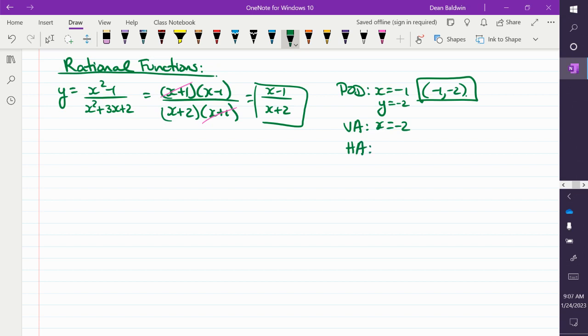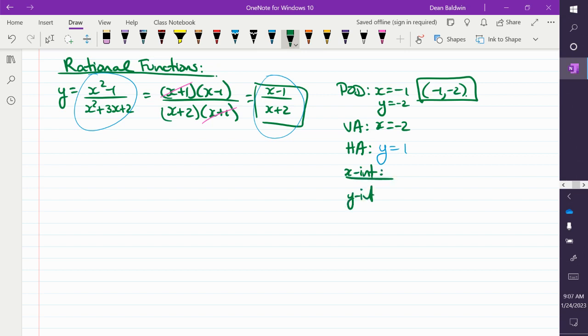Horizontal. Look at the degrees. If they're the same, the leading coefficients. Now, you can either look at the degrees on the factored form or the original. It doesn't matter. You'll get the same answer. What is it? The degrees are 2, but what are the leading coefficients? 1, so the horizontal asymptote is y is equal to 1.